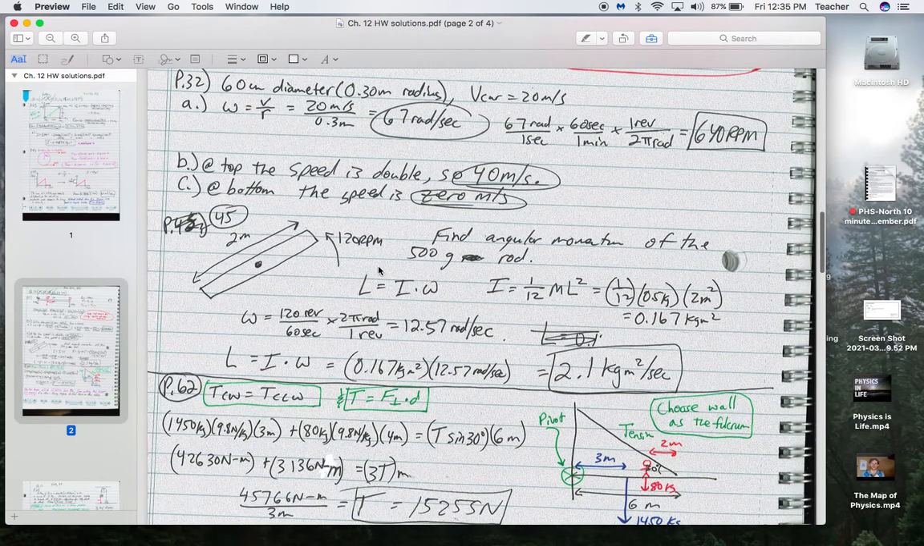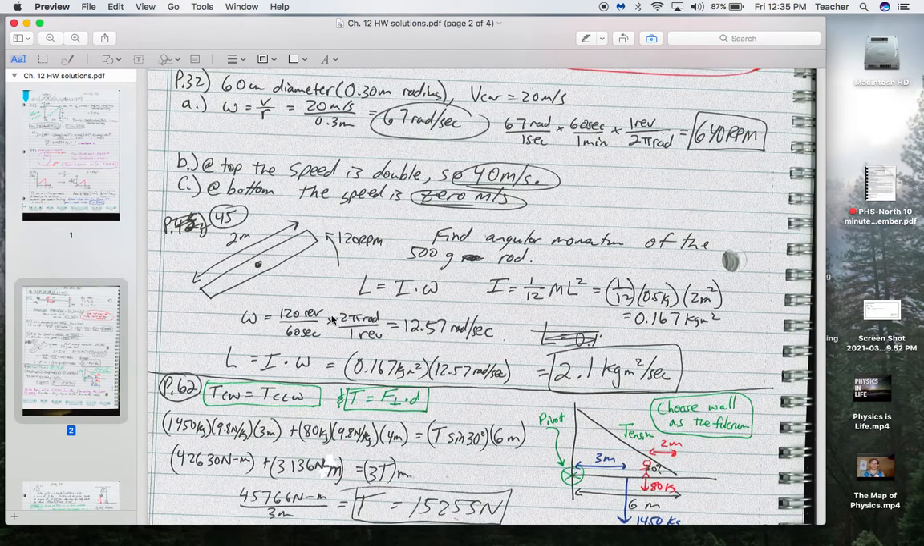Problem 45 was asking you to find the angular momentum of this 500 gram rod. So angular momentum is I omega. So the moment of inertia for a rod is 1/12 ml squared. It gave you the mass is 0.5 kilograms, gave you the whole length is 2 meters. So that gives me the moment of inertia.